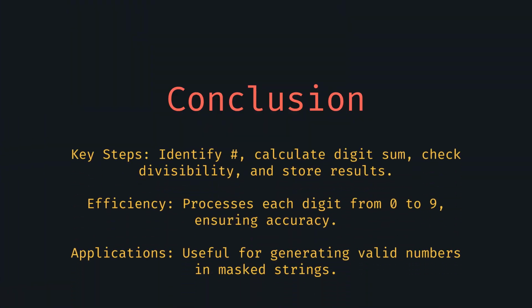To summarize, this program efficiently replaces hash in a string with digits to form numbers divisible by 3. It is a great demonstration of combining string manipulation with modular arithmetic.